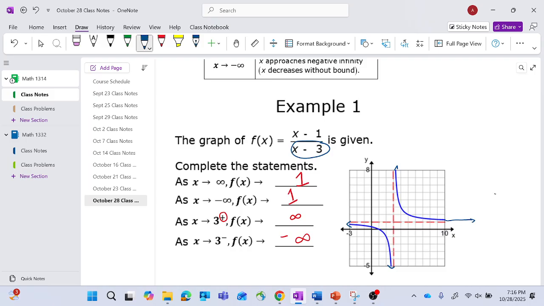It kind of messes everything up. It distorts it and breaks it up. That's why when x is 3, it makes the graph look completely different. Any questions about that before we keep going?